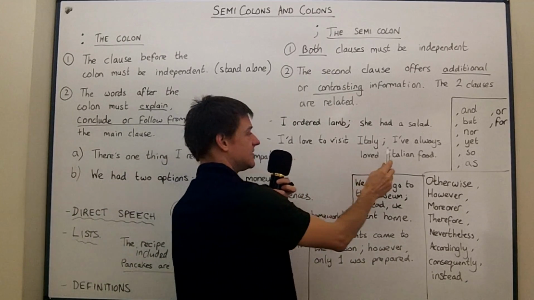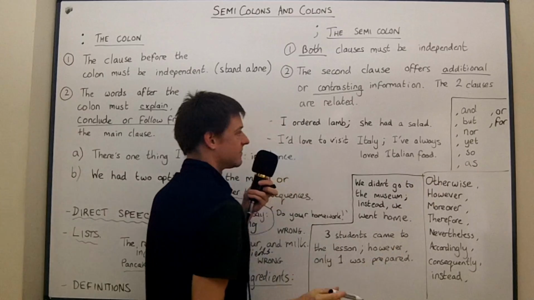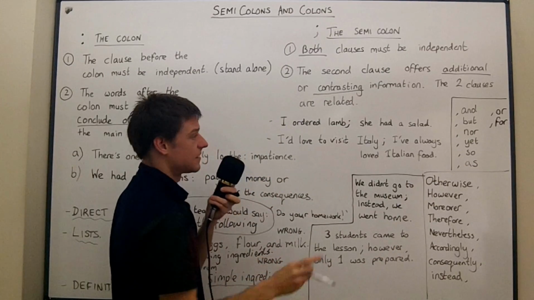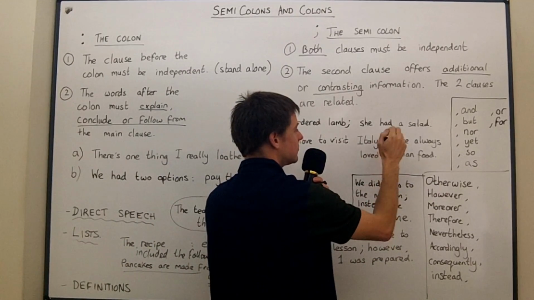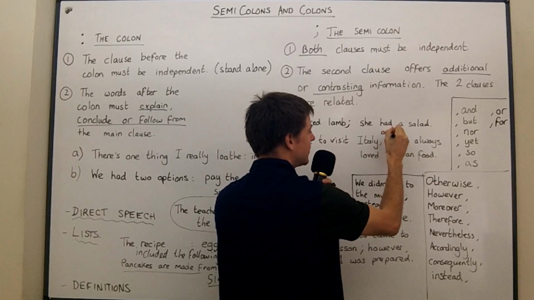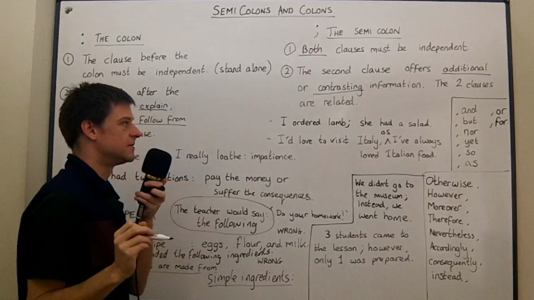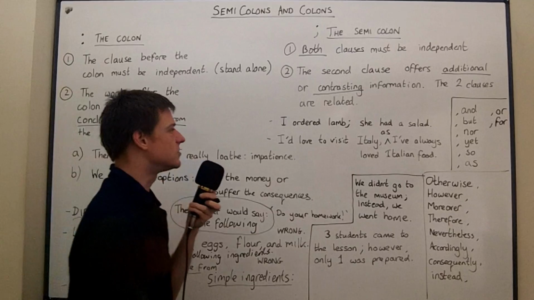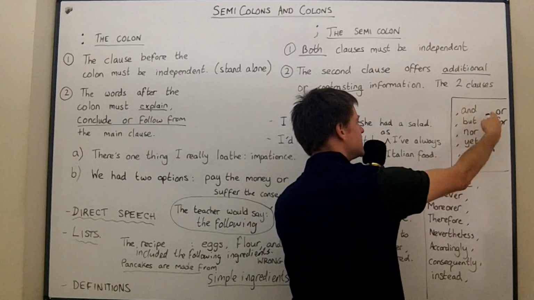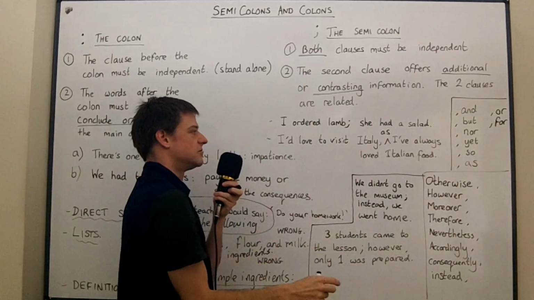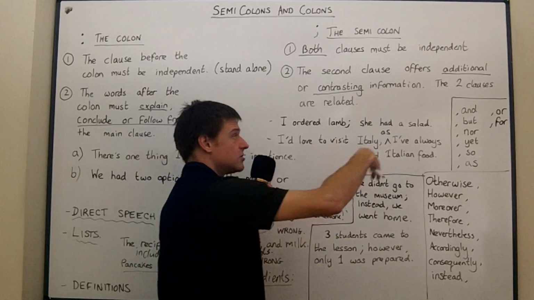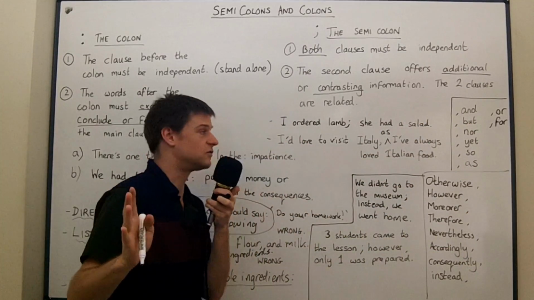I'd love to visit Italy; I've always loved Italian food. We could change this one for as, couldn't we? We could say comma, as I've always loved Italian food. And so with a semicolon you can take out that coordinating conjunction and just use a semicolon instead, or you can use the coordinating conjunction. It's your choice.